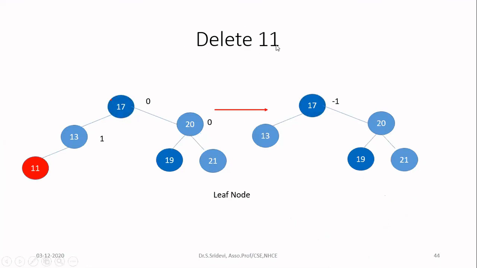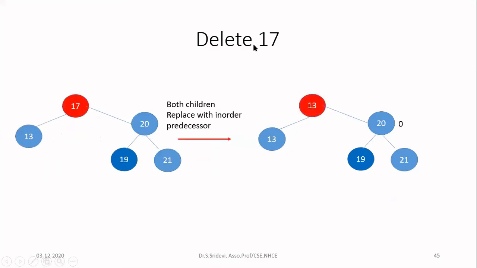Next I want to delete 11. 11 is a leaf node, so you delete it and replace the link of the parent with null. So I'm replacing the left link of the node 13 with null. So I'm getting this tree. After that, I need to delete one more node, 17.